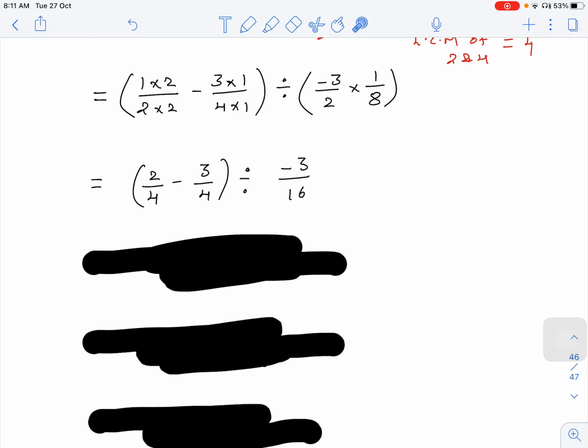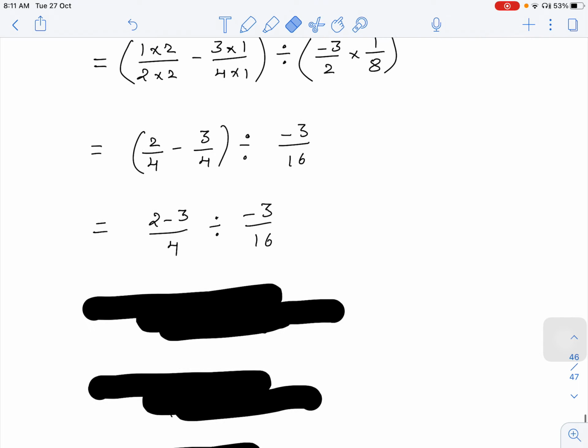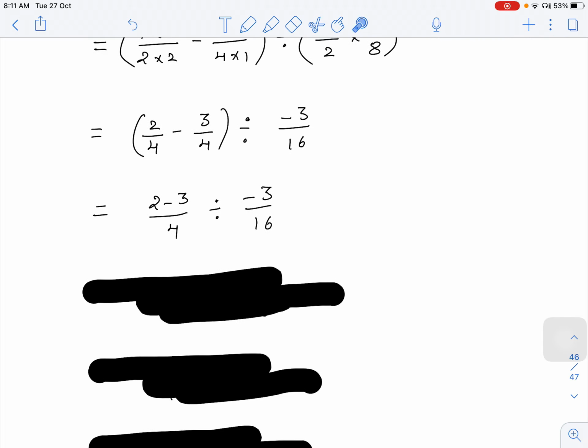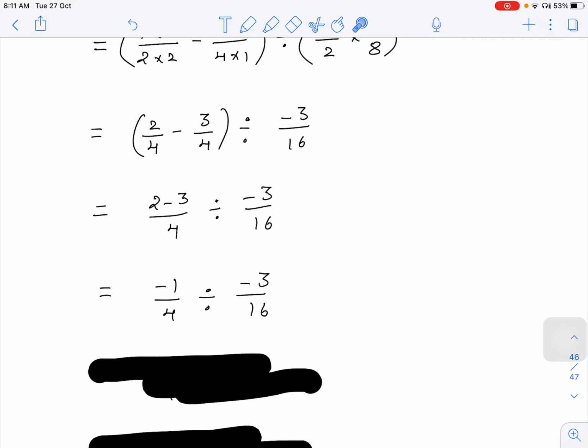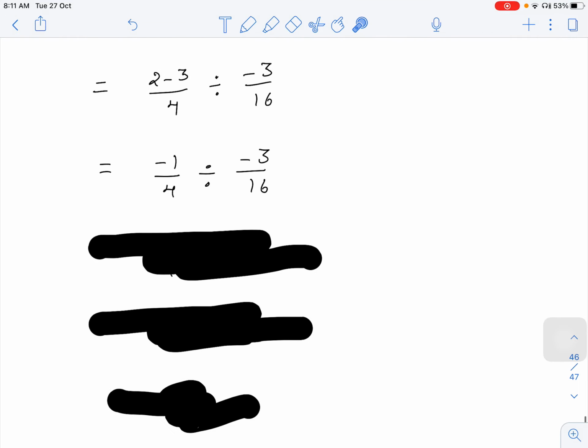Now in the next step, we can see that both the numbers have the same denominator, so we can subtract the numerators. So what will you get now? We will get 2 minus 3 upon 4 divided by this number as it is, that is minus 3 upon 16. Now what is 2 minus 3? It is nothing but minus 1. So in the next step what are we getting? Minus 1 upon 4 divided by minus 3 upon 16.